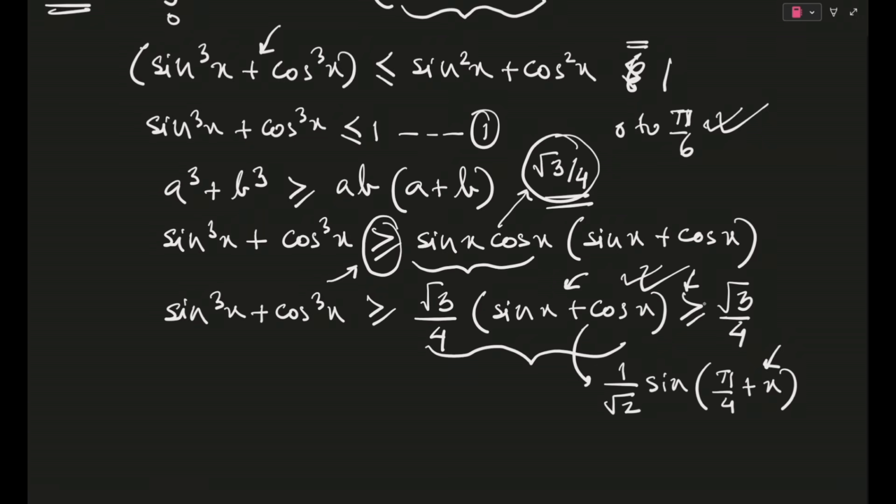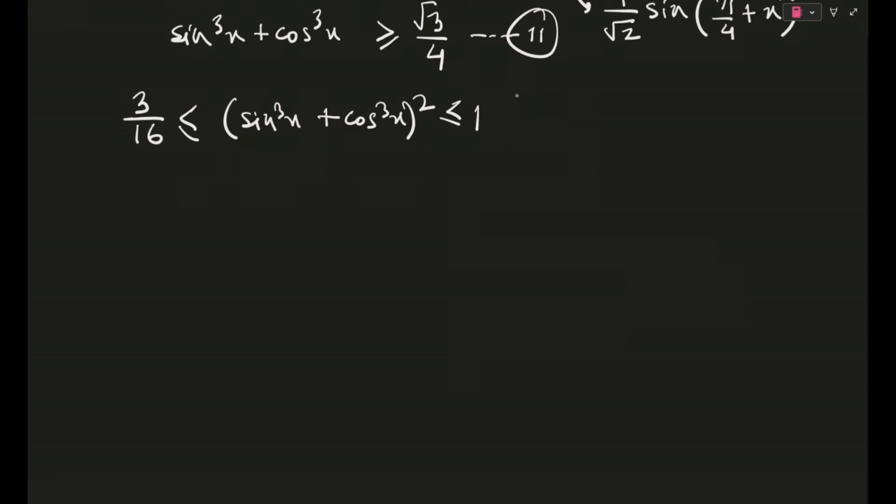Equality will actually hold for x equals 0 here: sin 0 is 0 and cos 0 is 1. For that equality will hold, and otherwise it will be greater than or equal to. So from this chain of inequalities, we can write sine cube x plus cos cube x is greater than or equal to root 3 by 4. So this is your equation number 2. So guys, from statements 1 and 2, we wrote our inequality, and after squaring it up, this is what we have right now.